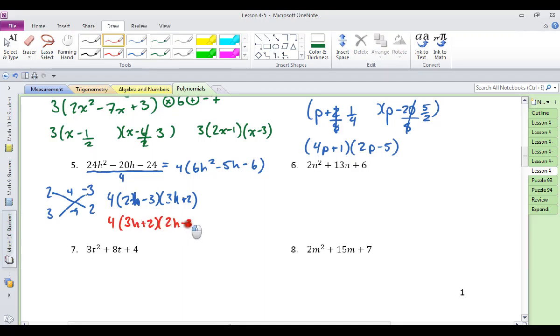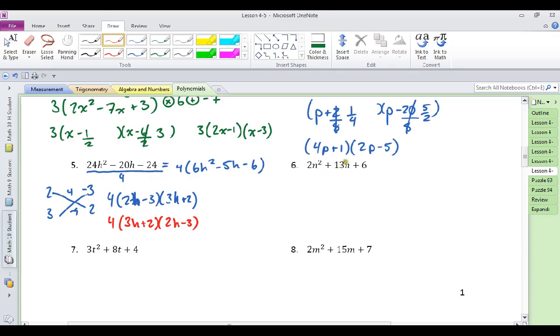Does order matter? Am I allowed to write this? Yes, because 5 times 2 is the same as 2 times 5. Am I allowed to switch the plus 2 and the minus 3? No. Everybody cool? All right.